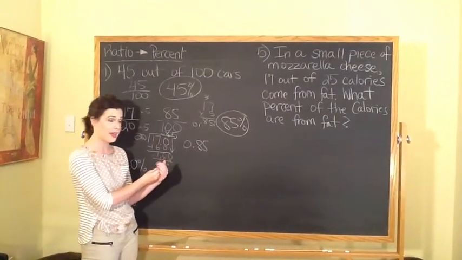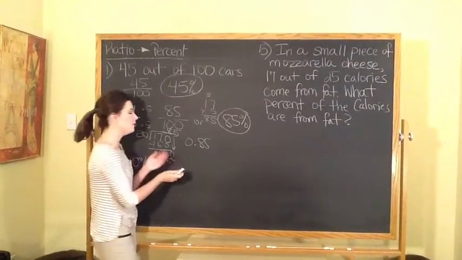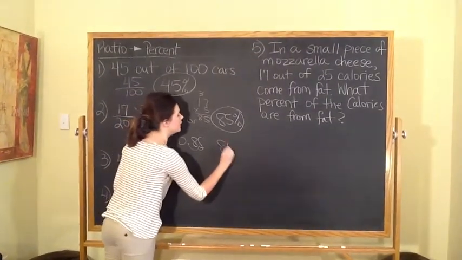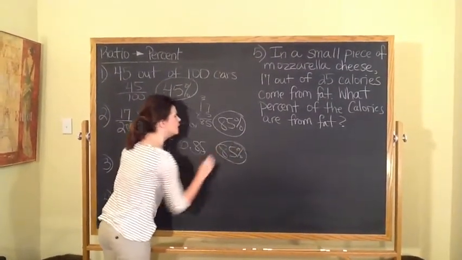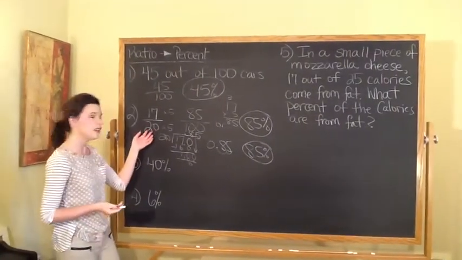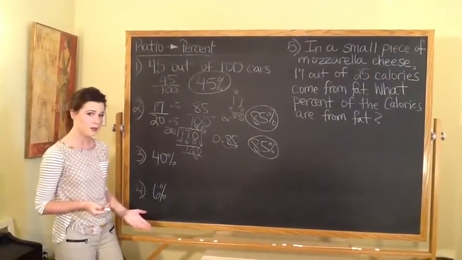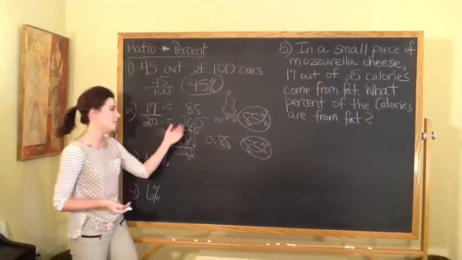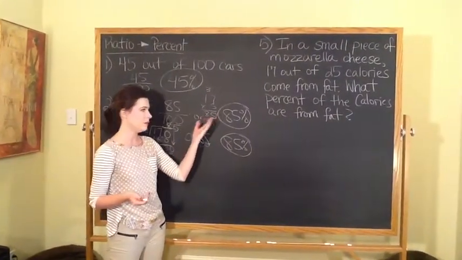So now we're going to go ahead and make it a percent by moving the decimal. So you just move your decimal 2 times to the right and you see that it is 85%. So whether this way is easier for you by making the denominator equal to 100, or if dividing is easier for you, whatever way you do it, it's going to give you the same answer.